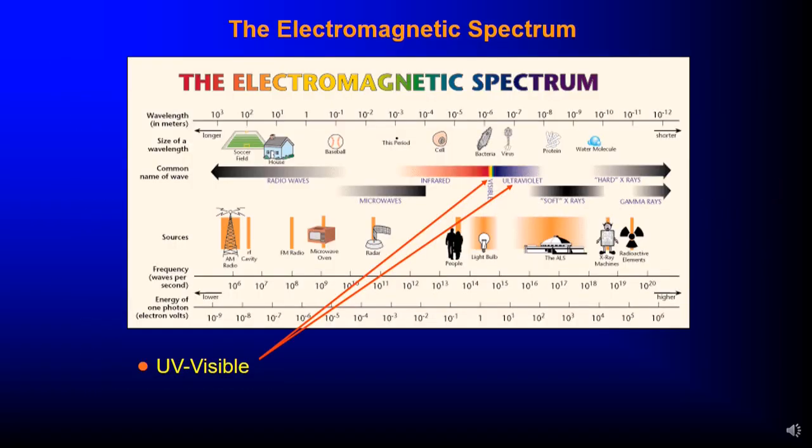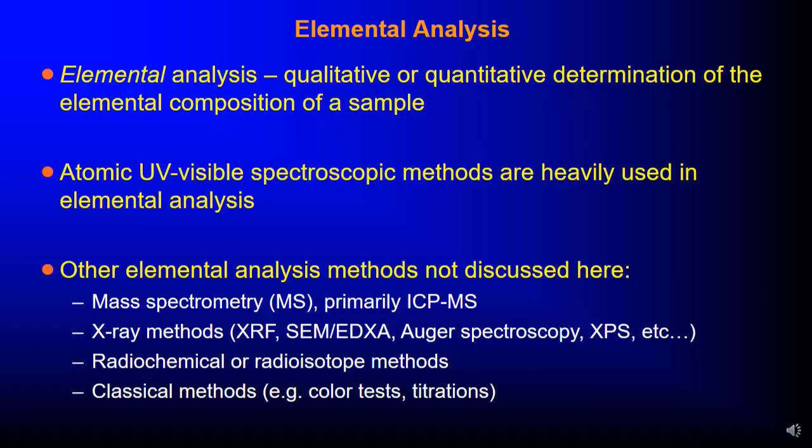So this is just the electromagnetic spectrum, as you all know. The region we are interested in is the ultraviolet and the visible region. As we all know, the range is, we could talk of 200 to 800. Then elemental analysis, we can do it both qualitative and quantitative, where we can check the elemental composition of a sample.